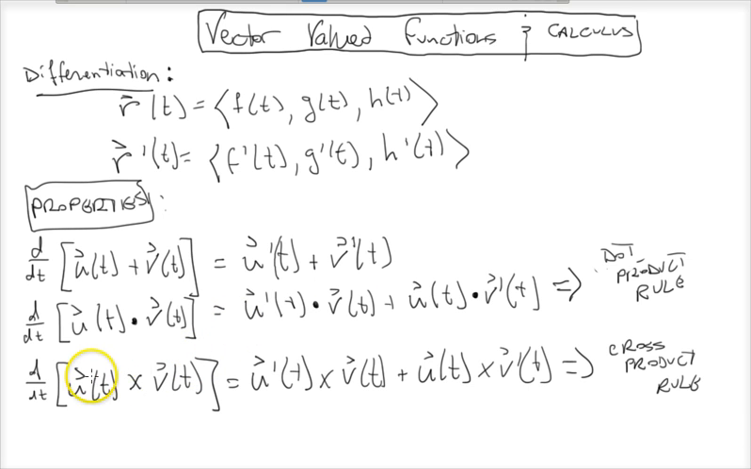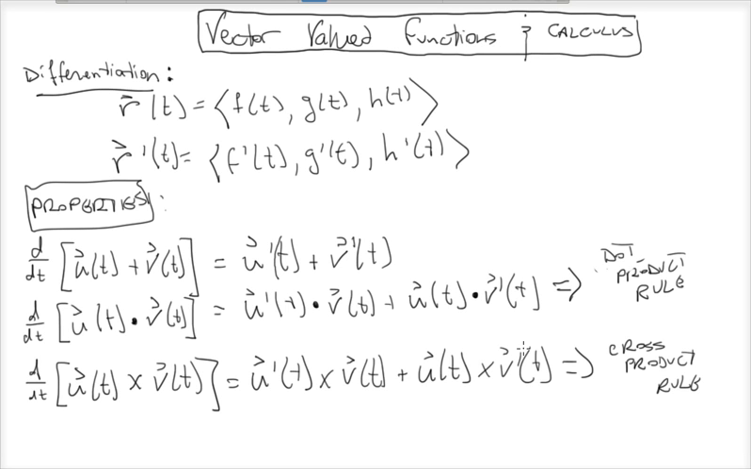And we have basically the same thing with the cross product. If we take the derivative of the cross product between two vector-valued functions, we take the derivative of the first vector-valued function, cross it with the second vector-valued function left alone, and then we add to that the first vector-valued function left alone, crossed with the derivative of the second vector-valued function. And the chain rule also applies in the same way that it does with normal functions. So those are all the properties that we need to know when it comes to differentiating vector-valued functions.